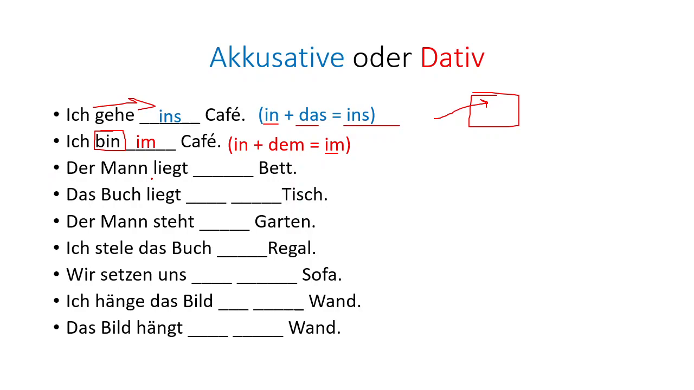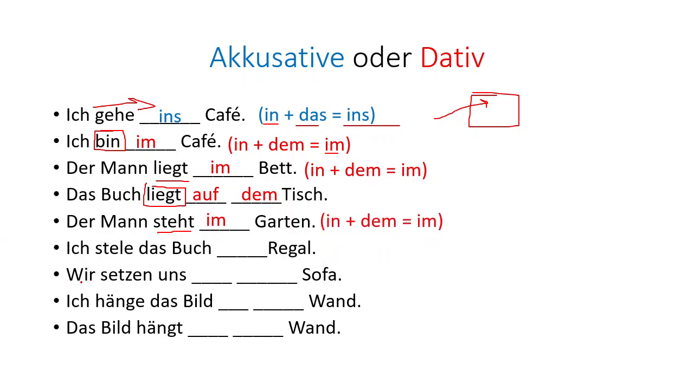Der Mann liegt im Bett. The man lies in bed. No movement. Das Buch liegt auf dem Tisch. No movement, dative. Der Mann steht im Garten. The man stands in the garden. No movement, dative. In plus dem is im.